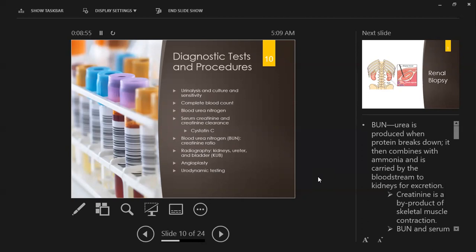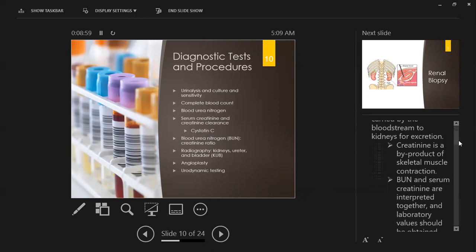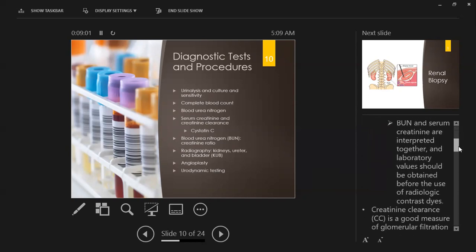Creatinine is a byproduct of skeletal muscle contraction, and therefore it is also a metabolic waste. BUN and serum creatinine are interpreted together, and the lab values should be obtained before the use of any kind of radiologic contrast dyes. Because if we have really high levels of BUN or serum creatinine, we're concerned that the kidneys are not functioning effectively, and therefore we do not want to further stress the kidneys with contrast.